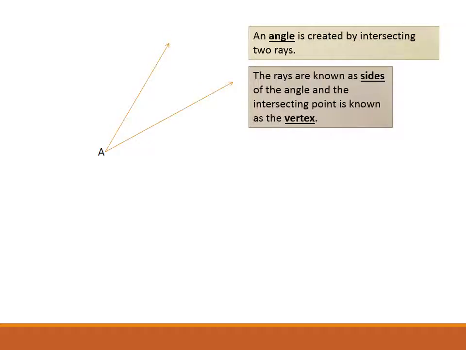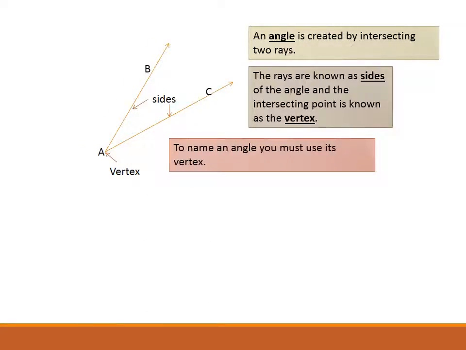The rays are known as sides of the angle, and the intersecting point, which is A in this case, is known as the vertex. So A is the vertex. That's the intersection of the two rays. The rays are known as sides. Now let me add some more letters on here. So I have ray AB and ray AC, which are the sides of this angle.